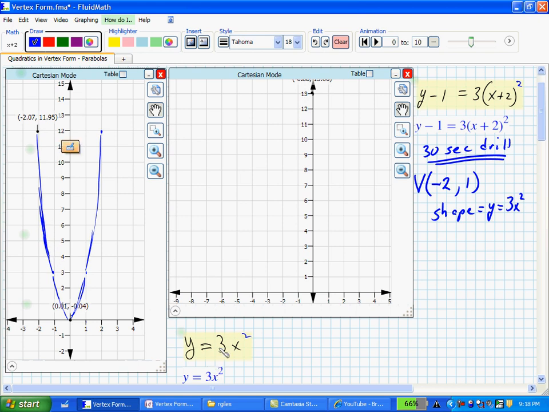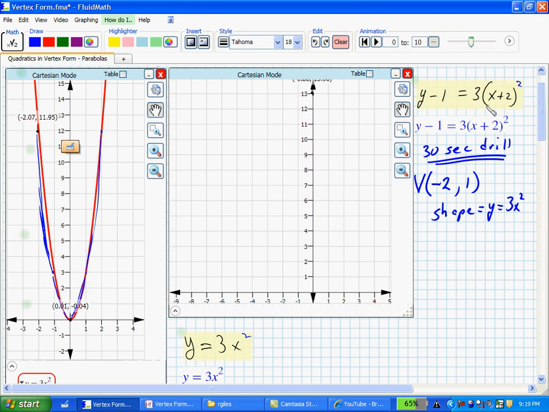Now, let's see what this one looks like. So we take this function, and I'm going to have the computer graph it. And that's it. It goes through 0, 0. It goes through 1, 3. It goes through 2; 2 squared is 4 times 3 is 12. It goes through 2, 12. And it goes through the symmetric points. And that's the right shape.